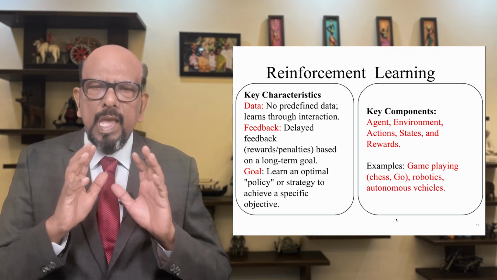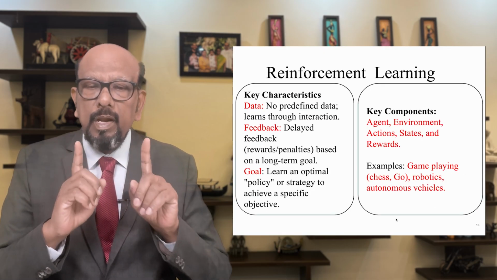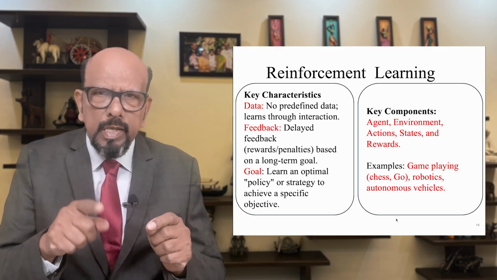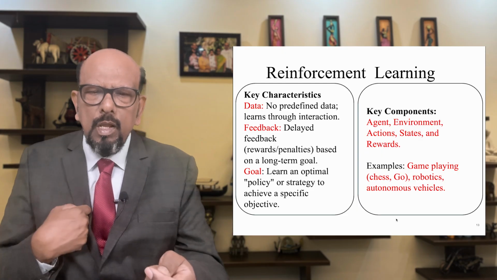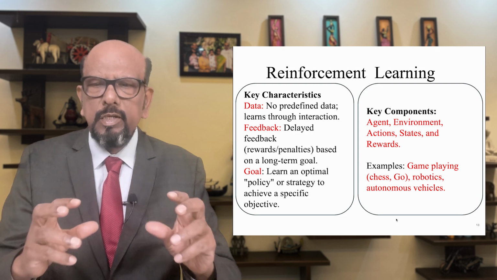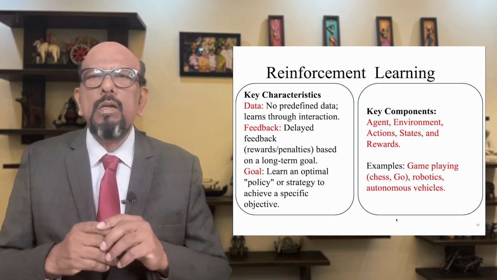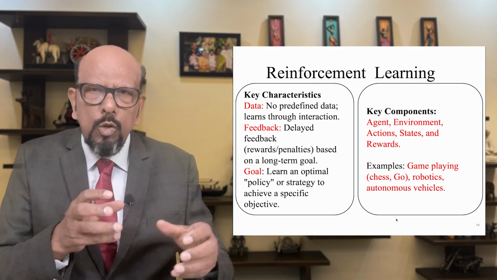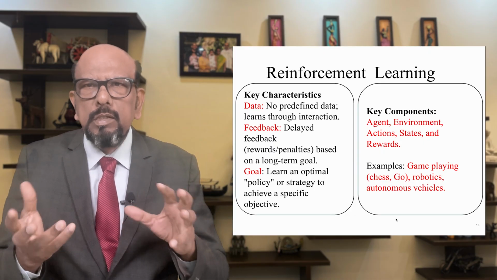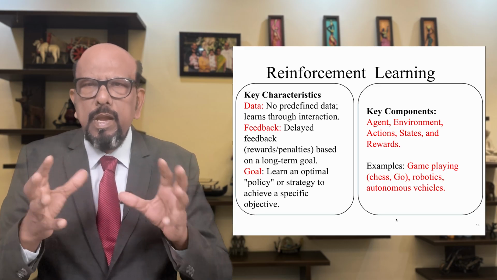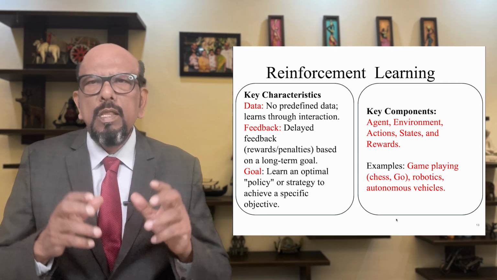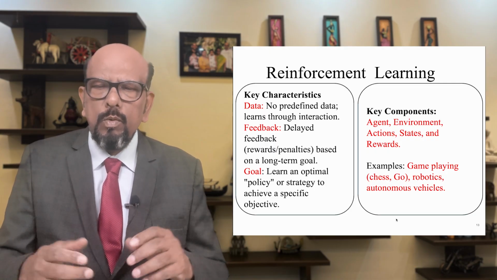So what are the key characteristics? There is no predefined data. There is no predefined data collected. And the feedback is delayed. Only when you do the action, you get the feedback. So here the key components are: there is a learning agent, there is an interactive environment, there are certain possible actions from which you are choosing one of the actions and proceed. So the environment is in different states. The state changes based upon the action you do, and the rewards may be positive or negative rewards.